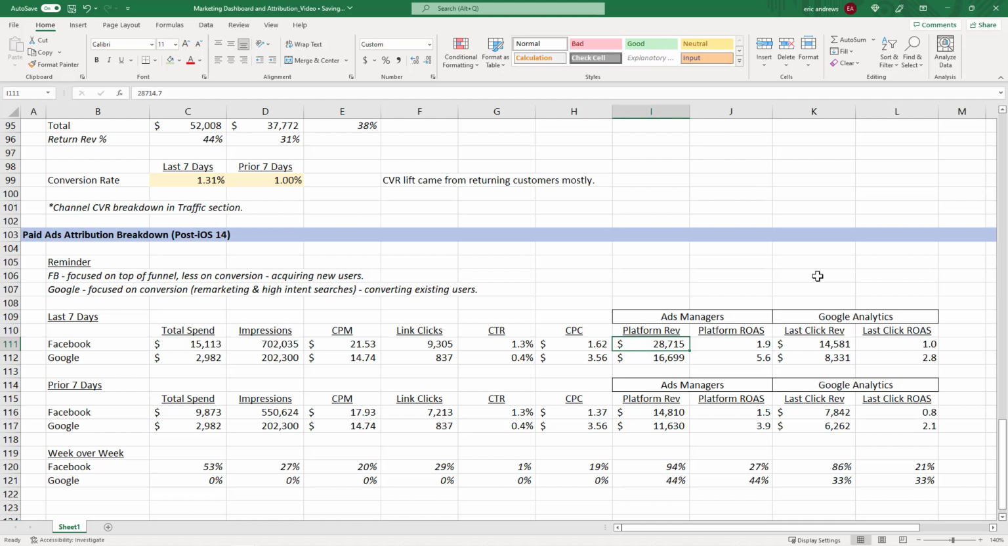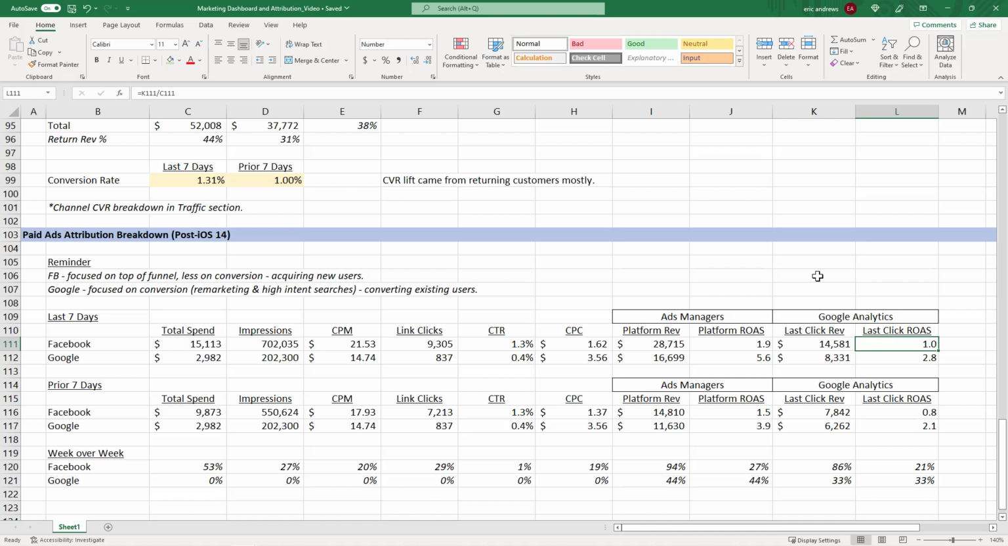And so you'll see the platform revenue might say $28,000, and the ROAS is the revenue divided by the spend. It's called return on ad spend. They might say 1.9. But when you look on a last click basis, meaning if you look in Google Analytics, you're going to see very different numbers. So we're saying that we saw $14,000. And so on a last click basis, people that clicked an ad directly and came straight to the website, we're saying our last click ROAS was 1.